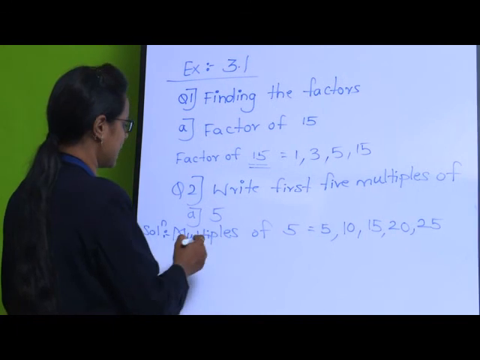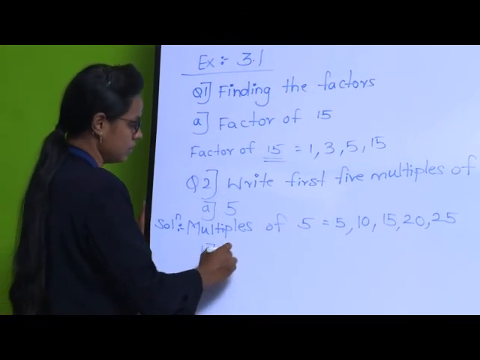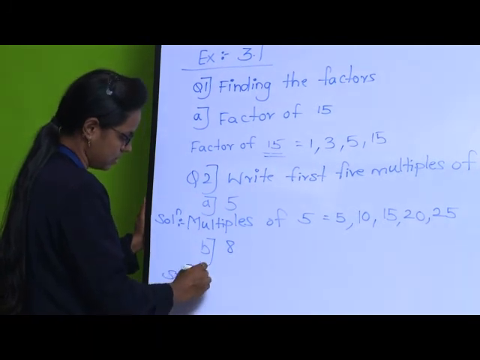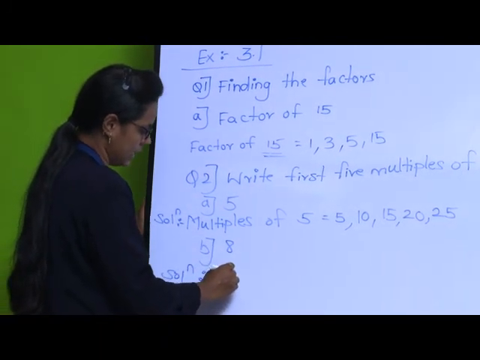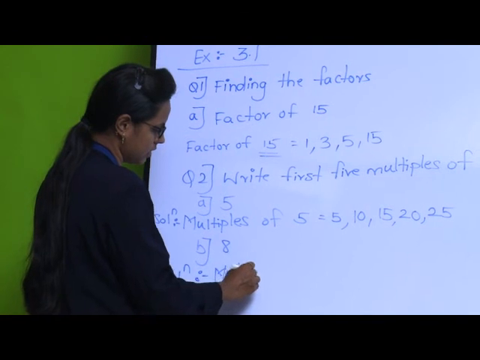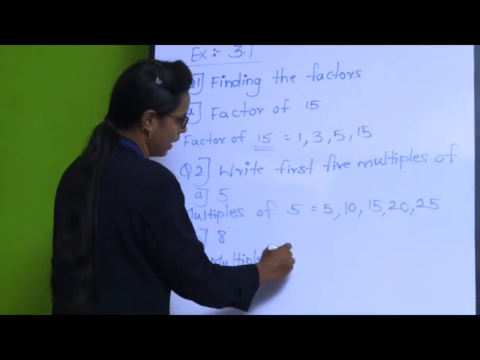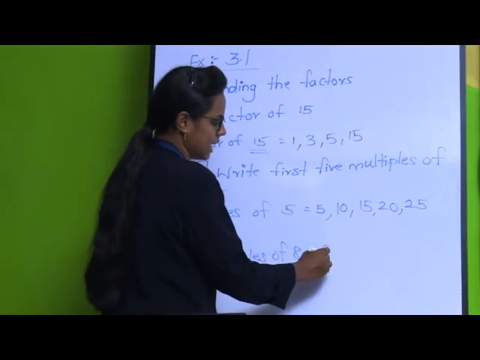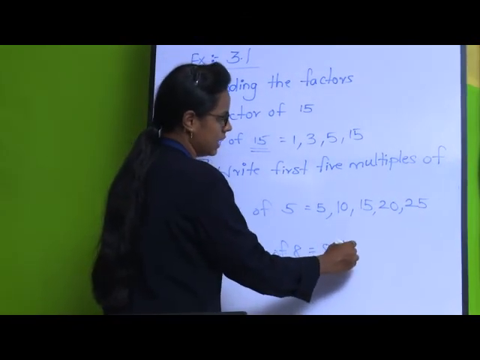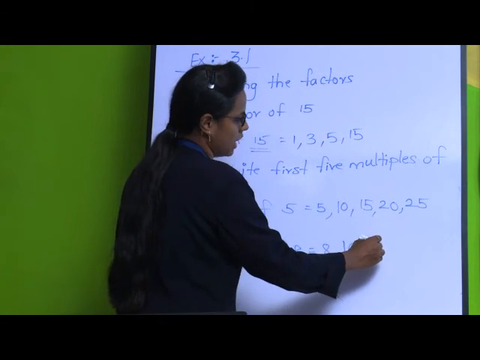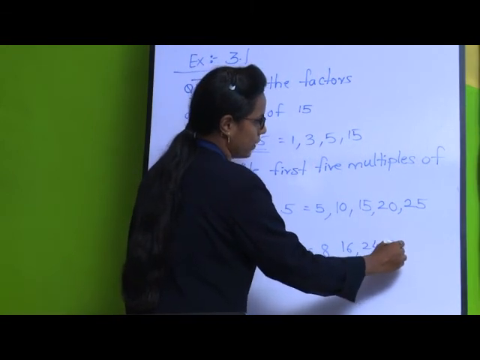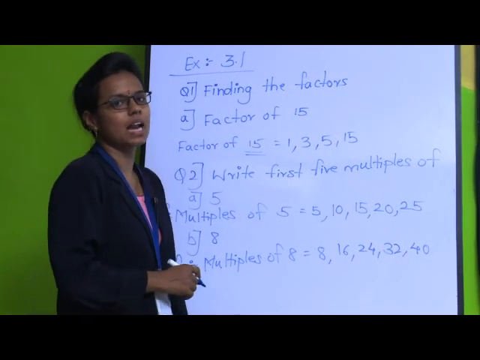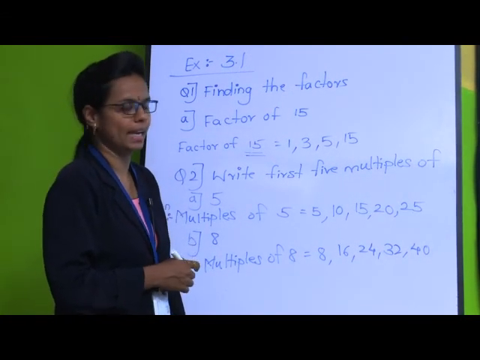Let us solve the next example, that is 8. You have to write multiples of 8. What are the multiples of 8? 8 ones are 8, 8 twos are 16, 8 threes are 24, 8 fours are 32, 8 fives are 40. So these are the multiples of 8.